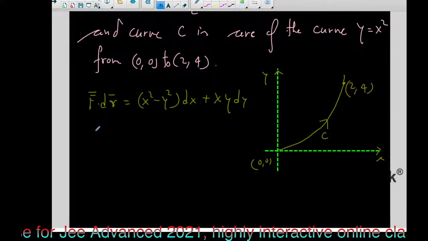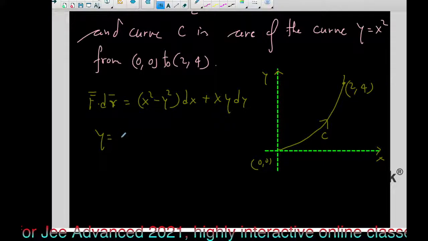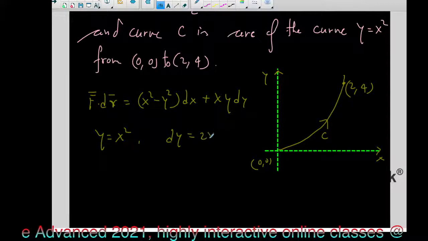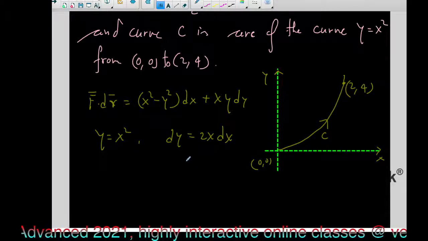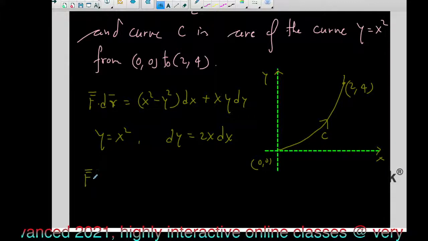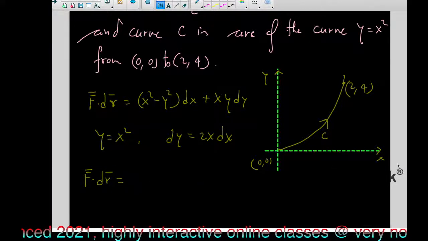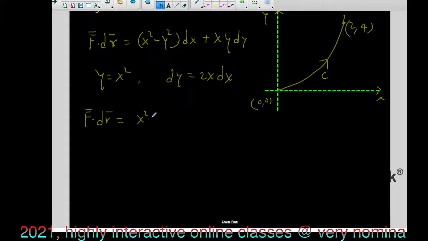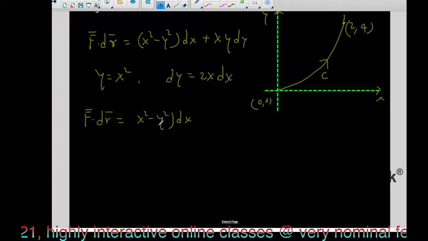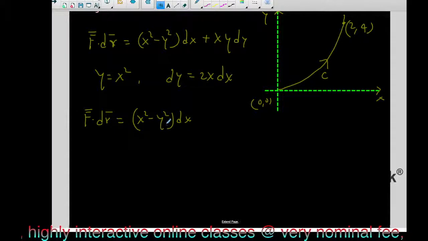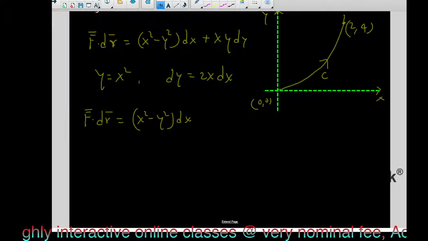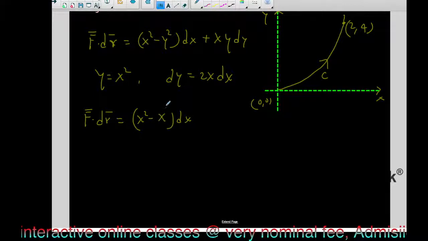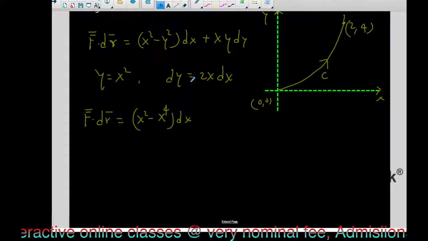Y is given as x square, so dy equals 2x dx. That is F dot dr. There's nothing to do over here, it's pretty easy. You have x square minus y square dx, and for this y square you have to subtract x square, so you say x to the power 4. You just put the value of y over here, and you will get x to the power 4, that is x square whole square.